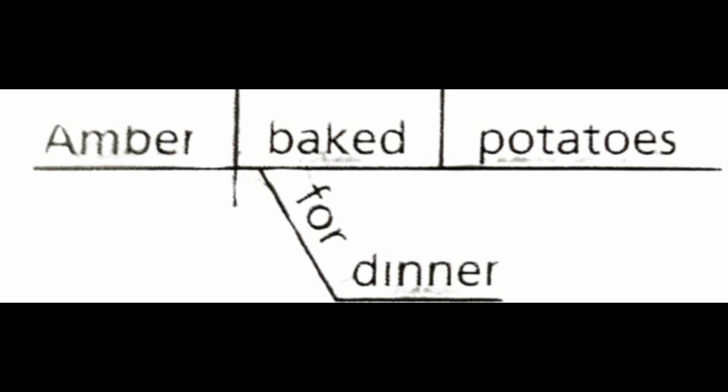Alright, so in summary, Amber is our subject, baked is our verb, potatoes is our direct object, and for dinner is the prepositional phrase modifying baked.